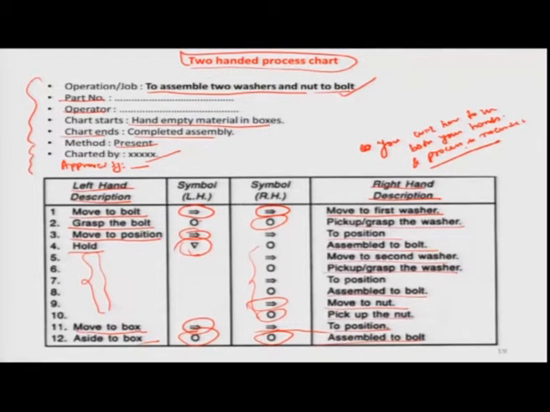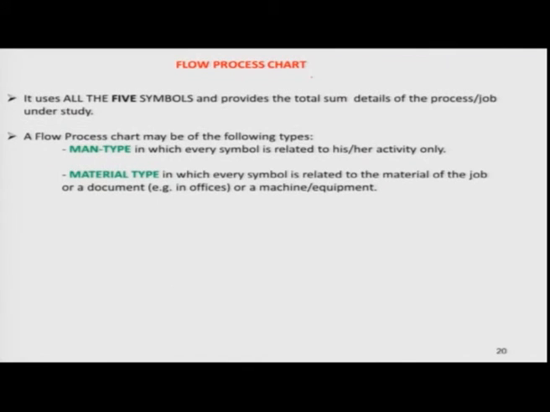Okay. So, that is why involvement of two hands makes it named a two-handed process chart. Now, the third one, flow process chart. Now, I will explain what the flow process chart is. Unlike the outline process chart, it uses all the 5 symbols and provides the total sum detail of the process and job under study.